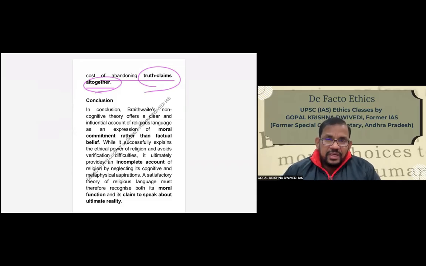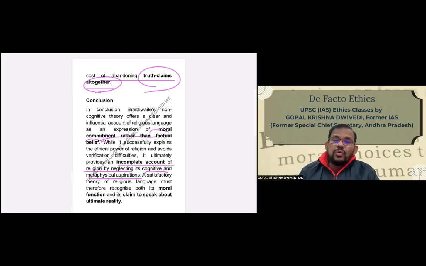So, in conclusion, Braithwaite's theory is influential because it avoids the problem of verification. It expresses the moral value of religion. But since it avoids metaphysical claims totally, it gives an incomplete account of religion by neglecting its cognitive and metaphysical aspirations. Therefore, a satisfactory account of religious language must include all those also, along with the moral function and ultimate reality.